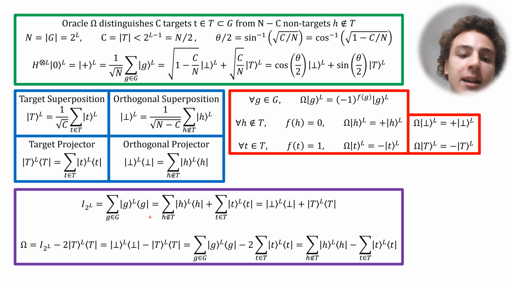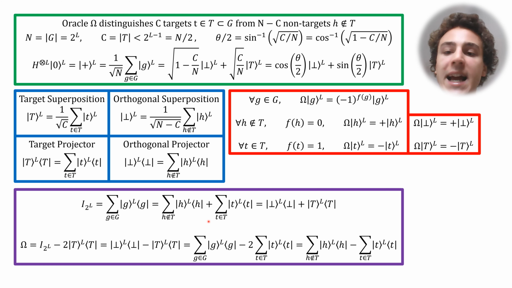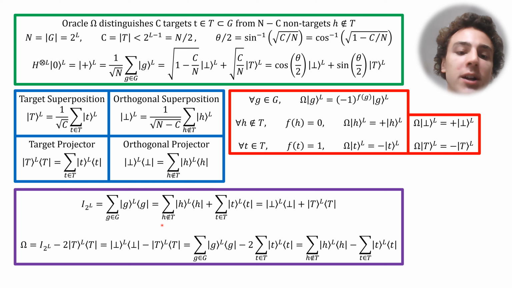And we can break this sum of ket-bras up into two parts. We can break it up into the non-target part and the target part. And then we can identify the orthogonal projector over here and the target projector over here. And then we can write it in shorthand notation. So here's the shorthand notation for the target projector and the orthogonal projector. So we're just splitting up this sum, and we're identifying the ket-bra combinations that are constructed from target states and the ket-bra combinations that are constructed from these non-target states.